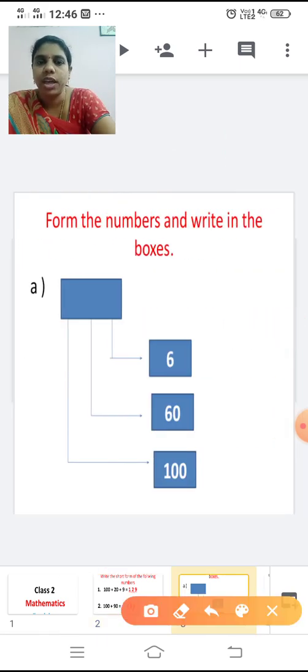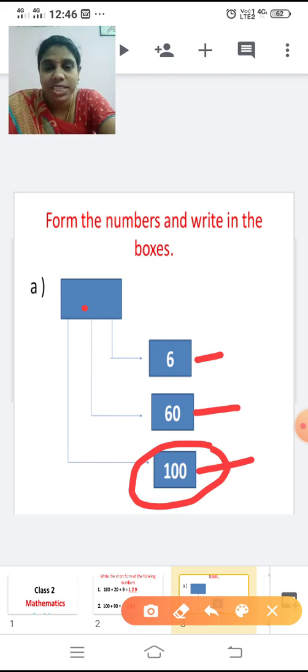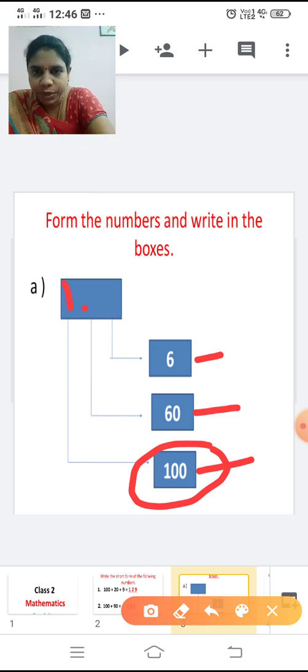So next we'll move on to form the numbers and write in the boxes. We are going to form this number. What number is formed? That we are going to write in the box. Now see, we have 6, 60 and 100. While writing a number, you have to start from the hundreds place, right? This is a 3-digit number. So we have to start from the 100. How will you form a number? You're going to write the face value. Face value of 100 is 1.